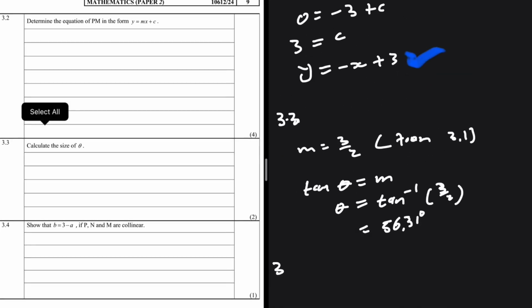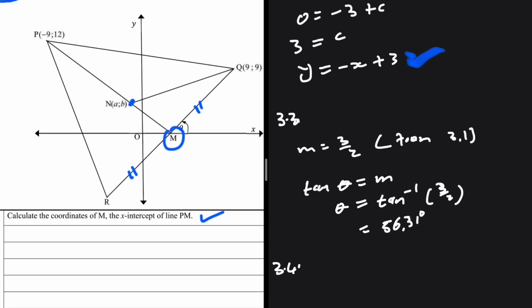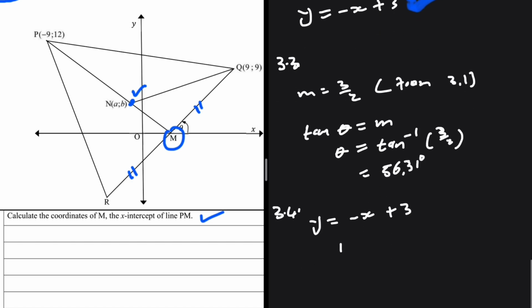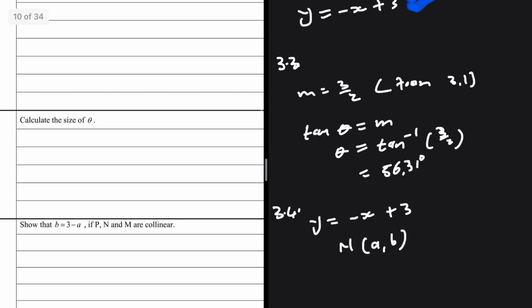And then 3.4, show that B is equal to 3 minus A if P, N and M are linear. So they are linear if they lie on the line PM, right? And we have the equation of the line PM, minus x plus 3. And then N is part of that line. We are supposed to show that B is equal to 3 minus A.